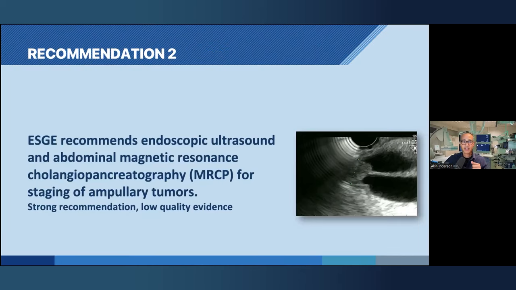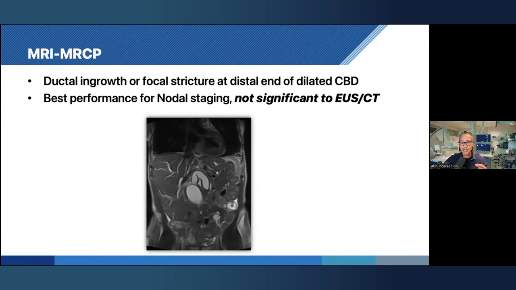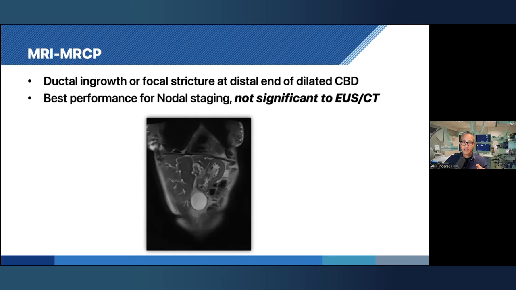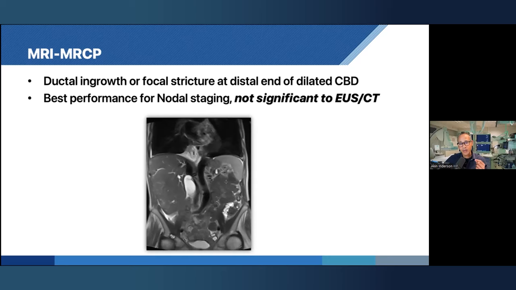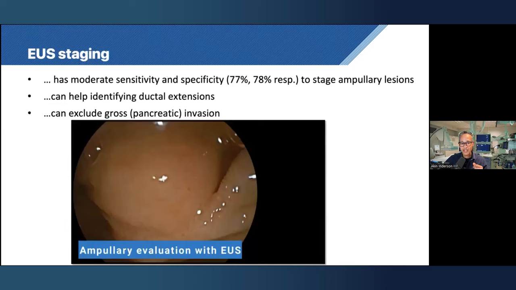Now, concerning recommendation number 2, ESGE recommends endoscopic ultrasound and MRI/MRCP for staging of the ampullary tumors. MRI is superior in assessing ductal ingrowth or determining if there is focal stricturation in the distal end of the CBD, and it has the best performance for nodal staging, although, and perhaps we will hear that in Marcus's update, it is not significantly better as compared to EUS or CT. And then for EUS staging. EUS staging has moderate sensitivity and specificity, about 80%, to stage ampullary lesions, and it can help identify ductal extension, and it can exclude gross pancreatic invasion, especially in the case of an advanced adenoma.